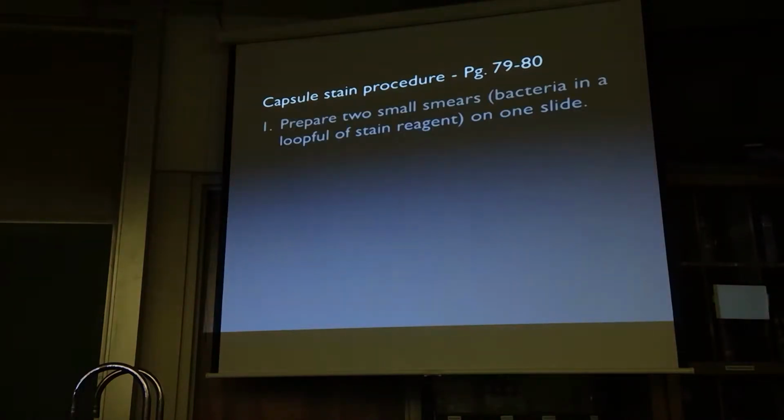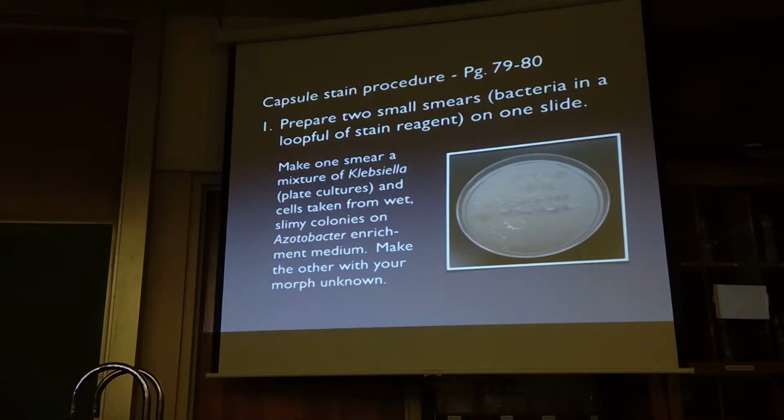So here's the procedure for doing a capsule. You're going to make 2 small smears on one piece of glass. At one end, you're going to put bacteria from the Klebsiella slant and also from the Azotobacter plate. Try not to put too much bacteria on, and you're not supposed to mix these with water. You just put some bacteria on the slide. At the other end, you're going to put your morphological unknown. So a mixture of Klebsiella and something from the Azotobacter plate at one end. And I'll put this on the board. Morphological unknown is at the other end.